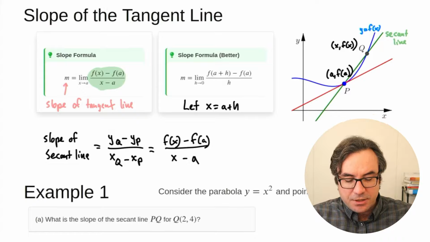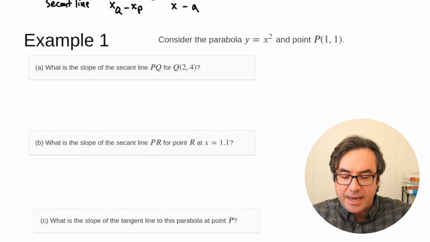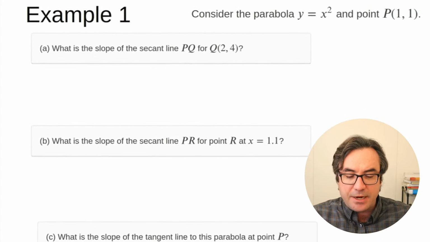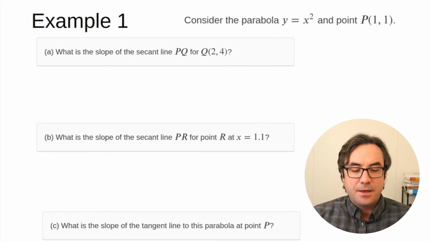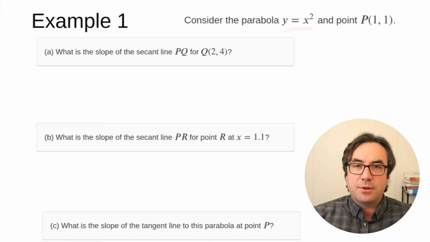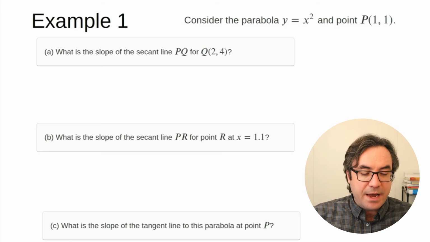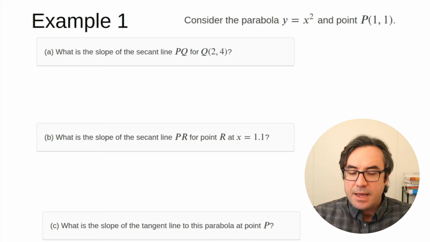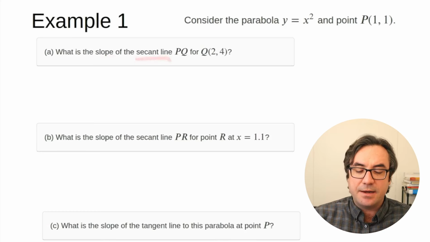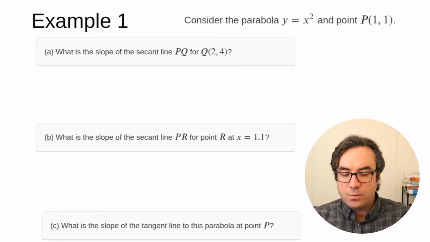So just a little practice. We're going to look at an example, and we're just going to do part A here. We're going to find the slope of the secant line. We have this parabola y equals x squared. We have this specified point P with coordinates 1, 1, and we're going to find the slope of that secant line where point Q, this second point, has coordinates 2, 4. So what is the slope of the secant line in this case?